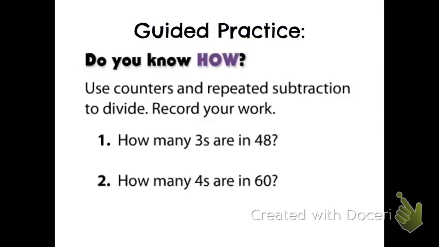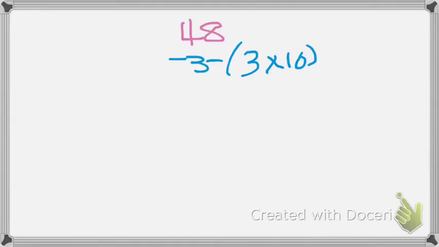We're going to try a couple more. Number 1 says, how many 3s are in 48? On this one, we're going to start with 48, and we want to figure out how many groups of 3 are in 48. I could start just subtracting 3, but I'm going to start the same way we did the other one. How many would I have if I had 3 subtracted 10 times? I'm sure most of you are saying 30, because you'd be correct. So if I subtract 3 ten times, I would be subtracting 30. So I'm going to start by subtracting that.